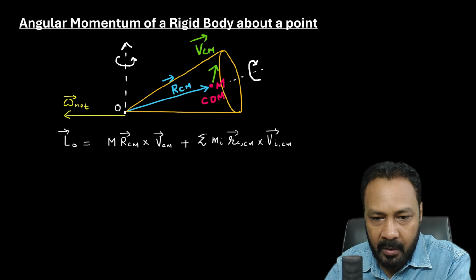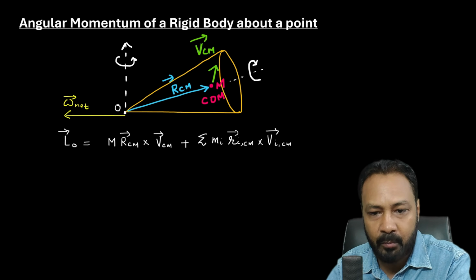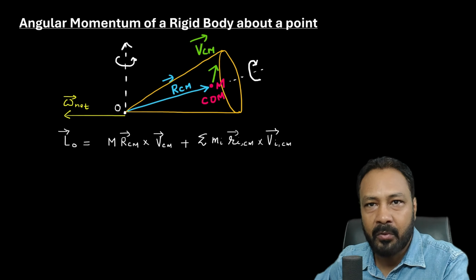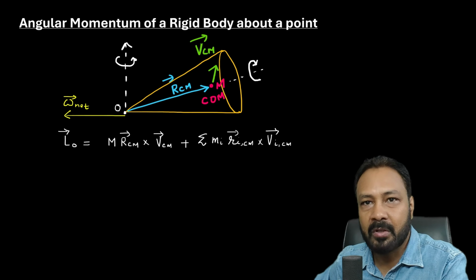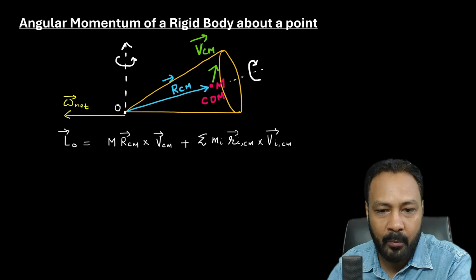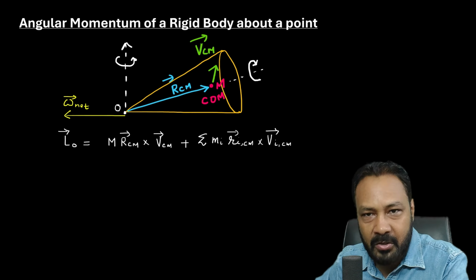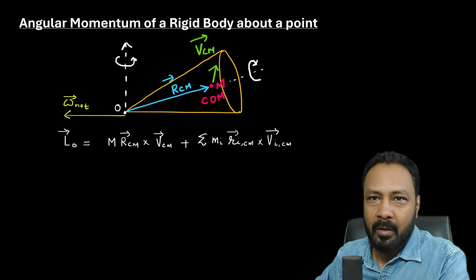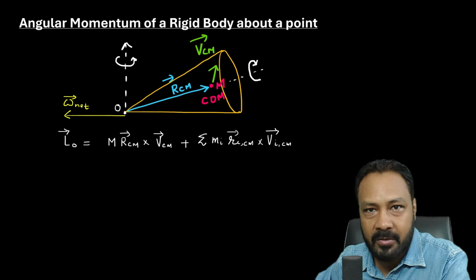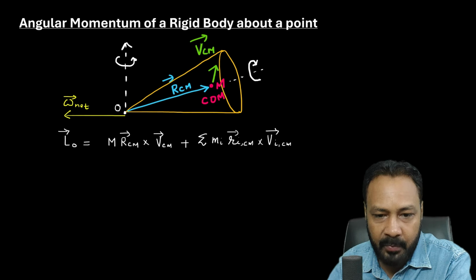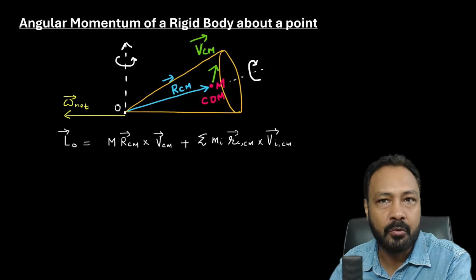So what is this first term? It is as if we put the whole mass at the center of mass, like we define the angular momentum of a particle about a point. If we put the whole mass at the center of mass, and that center of mass is moving with the velocity of the center of mass, then that is the momentum about O. So this is known as the angular momentum of the center of mass with respect to O. That is not exactly right to say, but the real meaning is that if you put the whole mass at the center of mass, then that term represents the angular momentum of the center of mass about O.